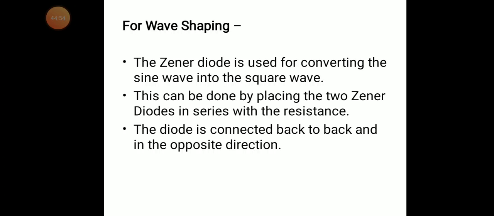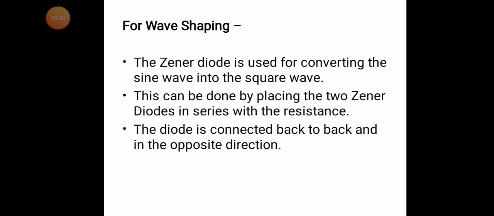The Zener diode is used for converting the sine wave into the square wave. Generally these are called test waves. For example, we need a sine wave and we need a square wave. Where do we get the square wave? The natural wave is the sine wave, which is generated only by using oscillators. So if we require the square wave, we use the Zener diode.